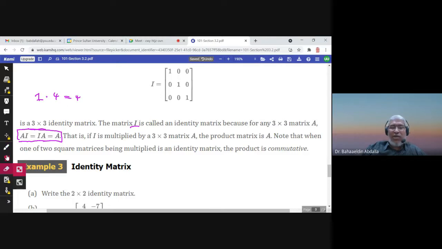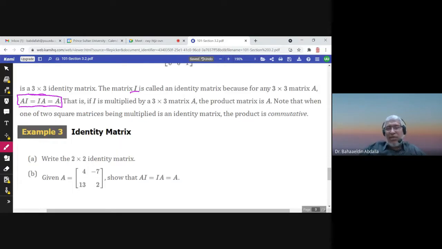So here we have the same. But the identity matrix is not 1 everywhere. No, it is 1 on the diagonal, and zeros everywhere else. So in this case, you see that AI equals IA. So in this case, the product is commutative. The product, in general, is not commutative, but in some cases it would be commutative, like when we multiply by the identity matrix.